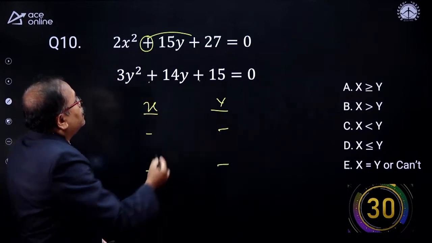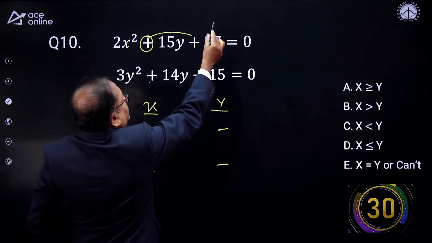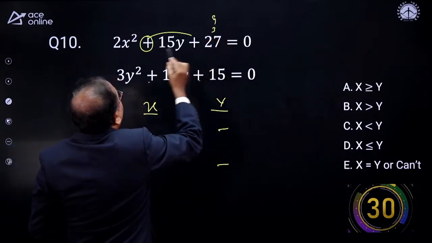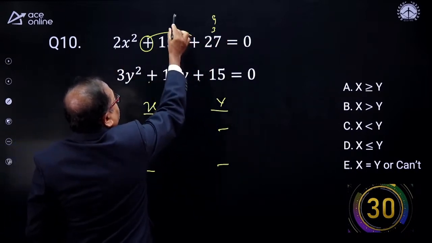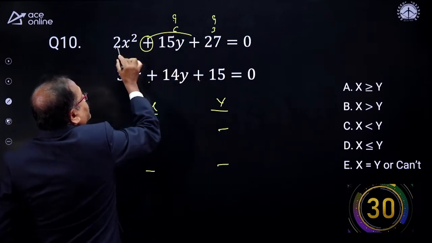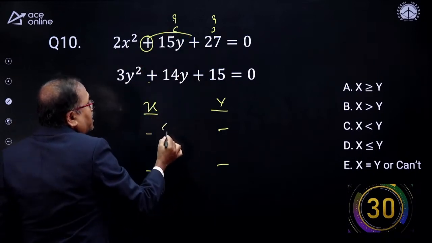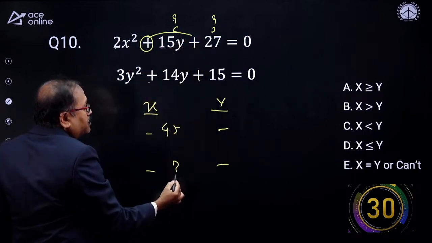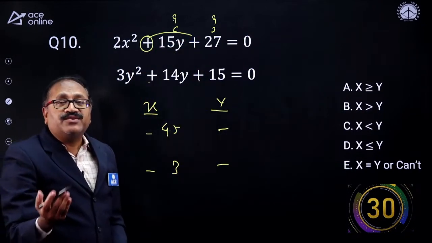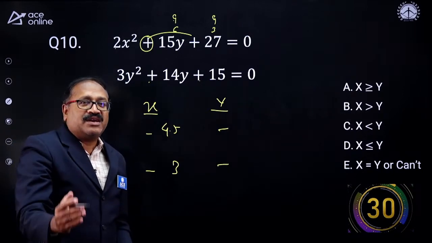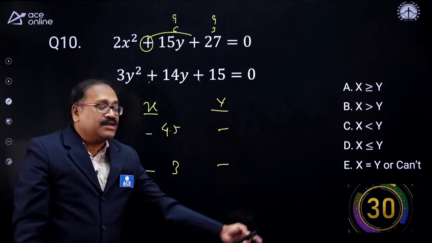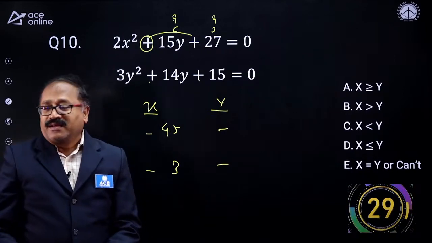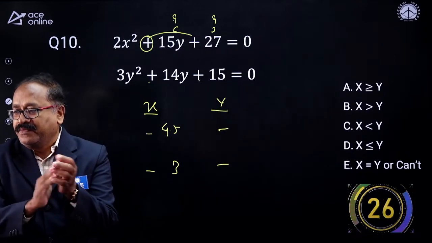Okay, now 27. Can I write 27 as 9 and 3? So 2 times 3 is 6. This is 9 and 6. 9 divided by 2 is 4.5. And 6 divided by 2 is 3. Find out the y value, fix the answer. All my young friends, you can do it. 30 seconds is for you. Come on. Do it.